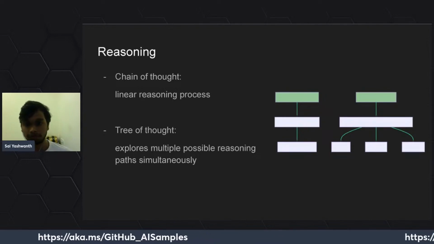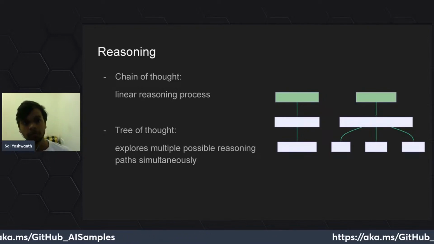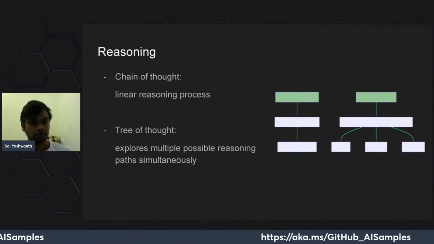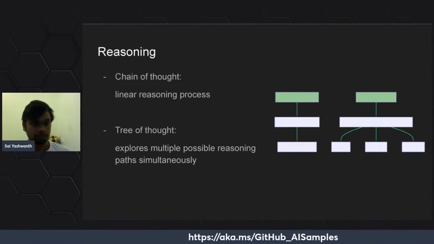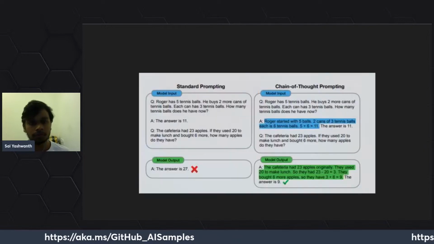So a lot of people use chain of thought, where the intermediate steps are thoughts, and this chain forms, and hence the name. So it's a linear reasoning process.